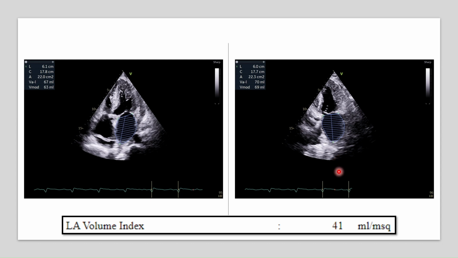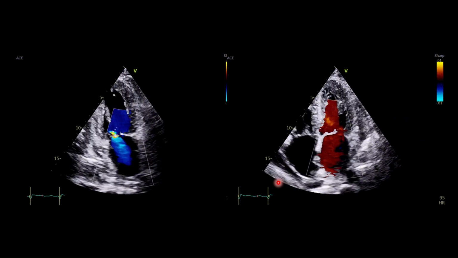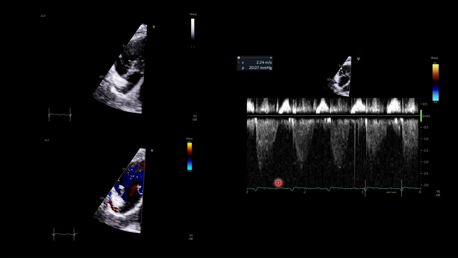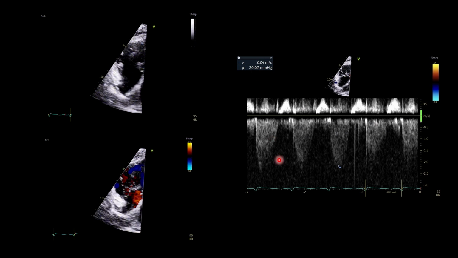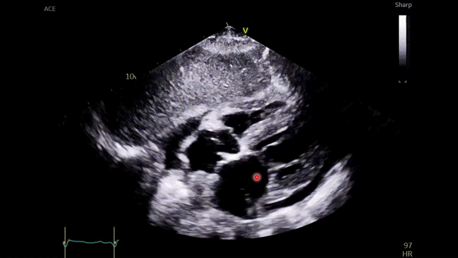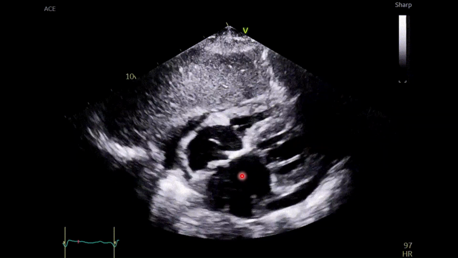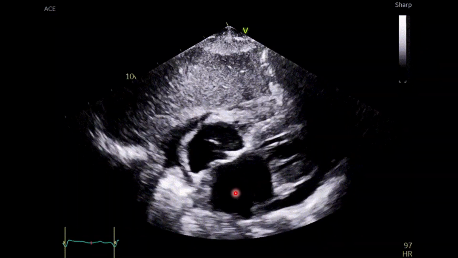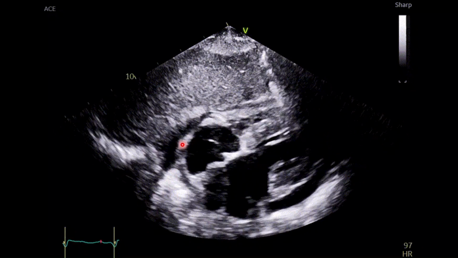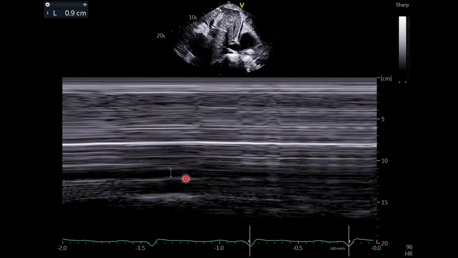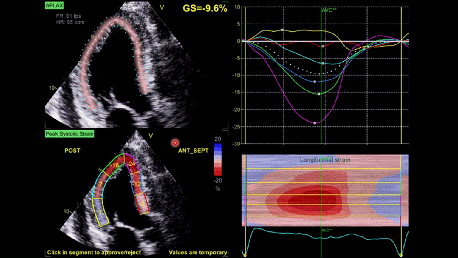The LA volume index is enlarged, 41. There is mild to moderate MR, mild TR, with peak TR pressure of 20. And this is the subcostal four-chamber view showing us biatrial enlargement and pericardial effusion. The IVC is not dilated and it's collapsible, so perhaps reflecting that the patient is already receiving some treatment.